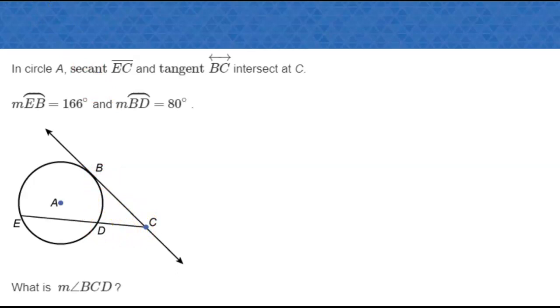In order to find this, we're going to subtract the big arc from the little arc and then divide by 2. So we would do 166 subtract 80 divided by 2. And that would give us the angle measure for BCD.